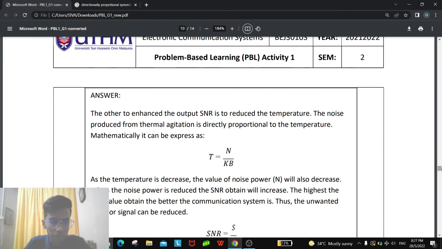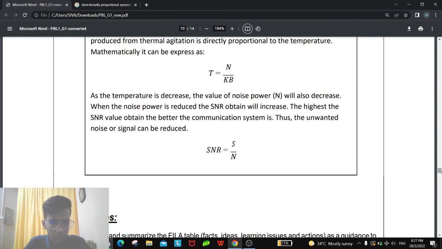It is also mathematically derived as noise temperature equals noise power over Boltzmann constant times bandwidth. Moreover, as the temperature is reduced, the value of noise power will be reduced. This is because when the noise power is reduced, the SNR obtained will be increased. The higher the SNR value that we obtain, the better the quality of the communication system is. This is because the unwanted noise or signal can be reduced. As we can see, this is the formula of SNR, which means signal power over noise power.